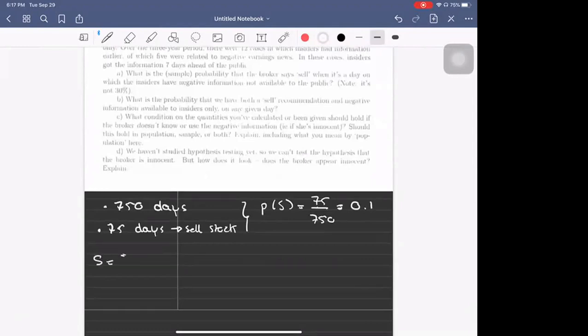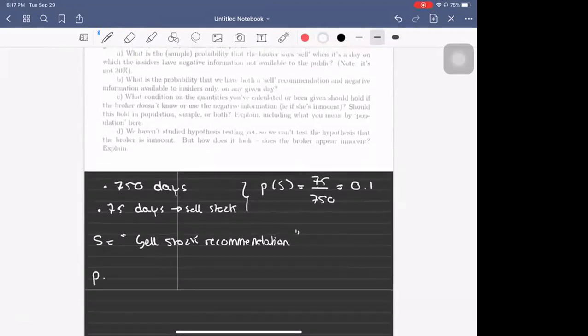S equals sell stock recommendation. And a general tip is, as you're going through the exercise, it's always good to try to note all the information that you know or you can get. So we know then that the probability that she recommends not to sell the stock is 1 minus P of S, which is 0.9. So 90% of the time she doesn't tell her clients to sell the stock.